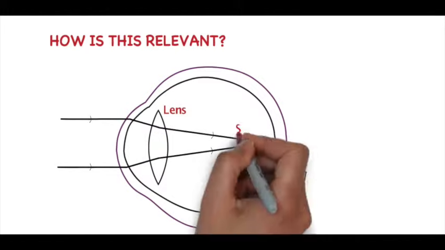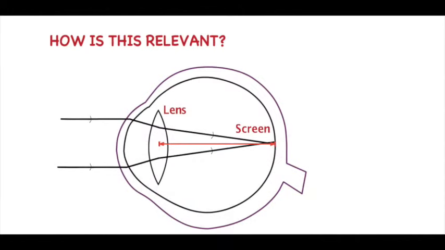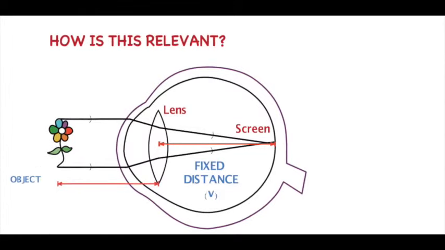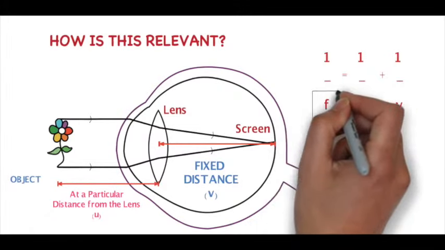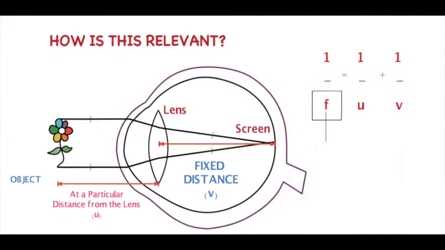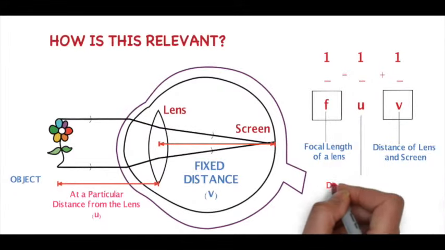Let us say the distance between the lens and the screen remains fixed. In such a case, for a lens with a given focal length, and when the screen is at the same distance, it is necessary that the object also must be placed at one particular distance. In other words, if we go back to the equation, where F, the focal length of the lens, and V, the distance between the lens and the screen, are fixed, in such a case, U also has to be constant.